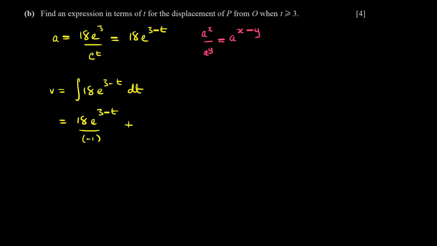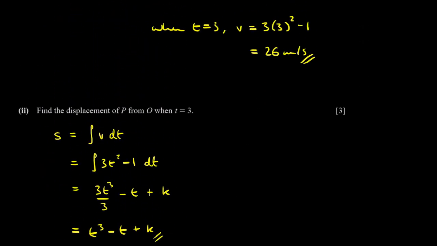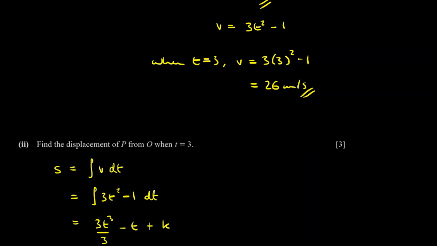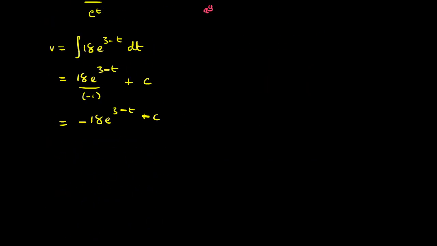And we get plus some constant. I'll use c. Okay? That means that if we just rearrange this a little bit, we get minus 18 e to the power of 3 minus t plus c. Now, earlier on in the question, we found out that when the time is equal to 3, the velocity is equal to 26. So we can apply this condition to here.